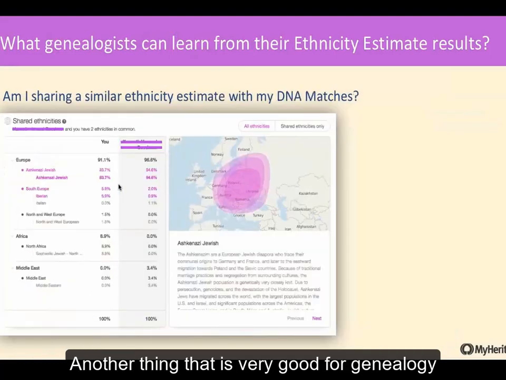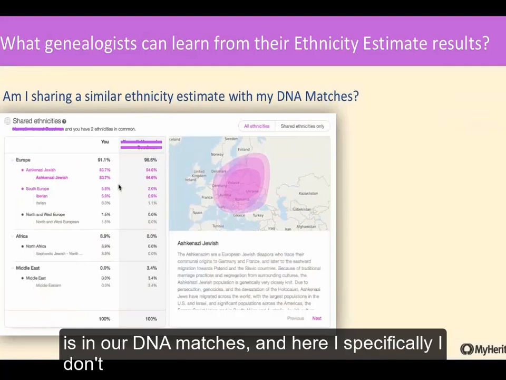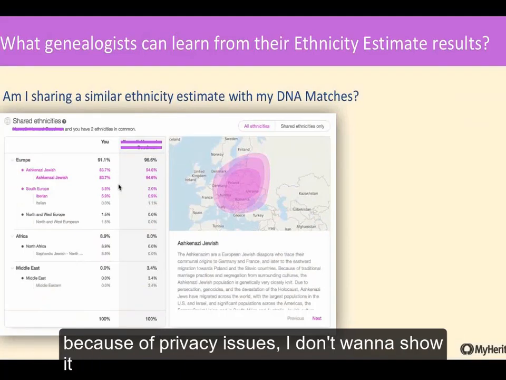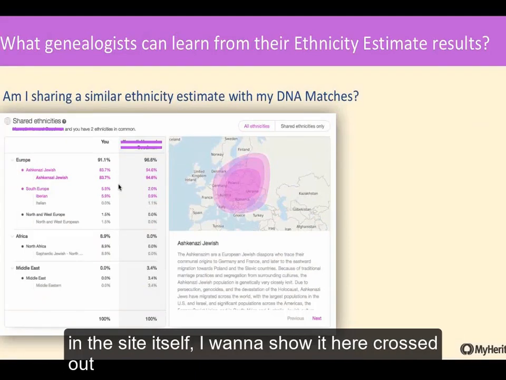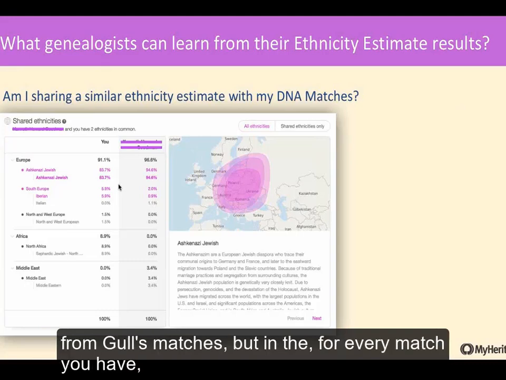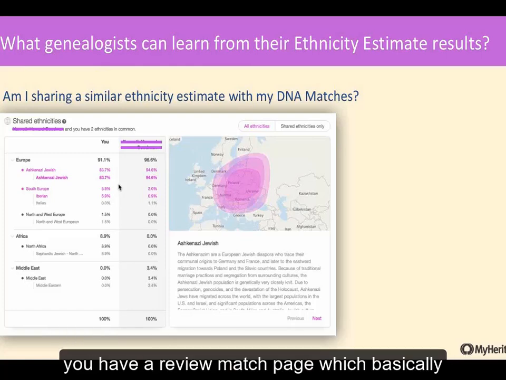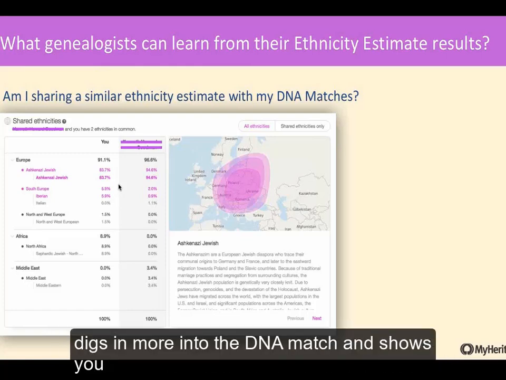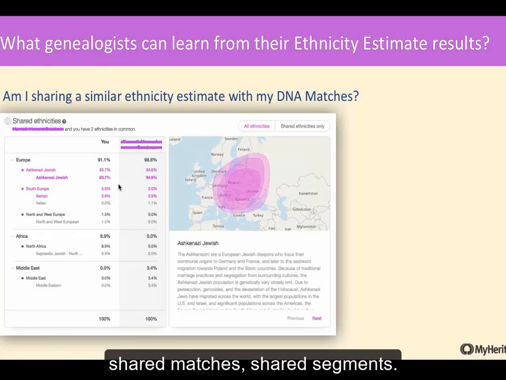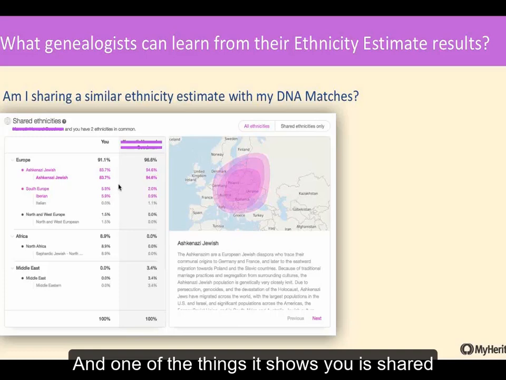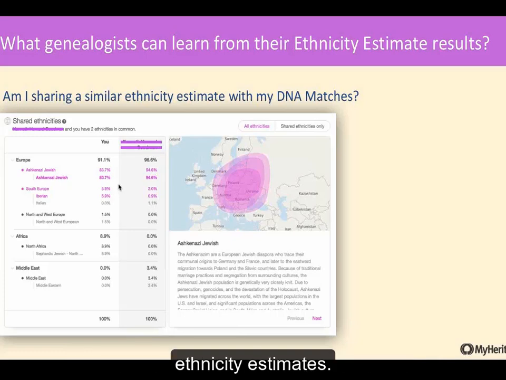Another thing that is very good for genealogy is in our DNA matches, and here specifically, because of privacy issues, I don't want to show it in the site itself. I want to show it here crossed out from Gal's matches. But for every match you have a review match page, which basically digs in more into the DNA match and shows you shared matches, shared segments, and one of the things that it shows you is shared ethnicity estimates.